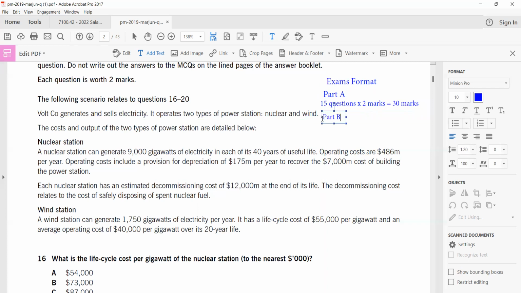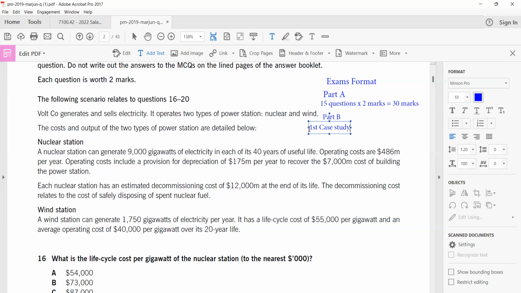In part B, we start giving you mini long case studies. The 15 questions in part A are single and short, but in part B we start giving you mini long case studies. However you want to describe it. So we have 3 main case studies. Let me just put it here. First case study.